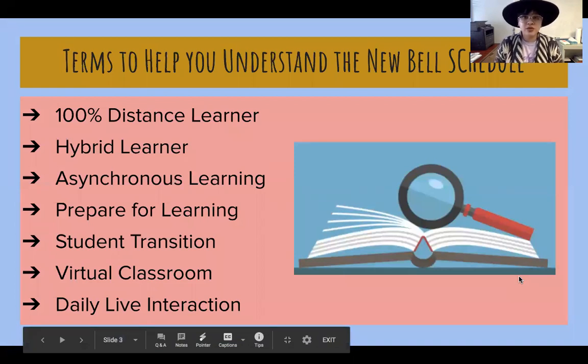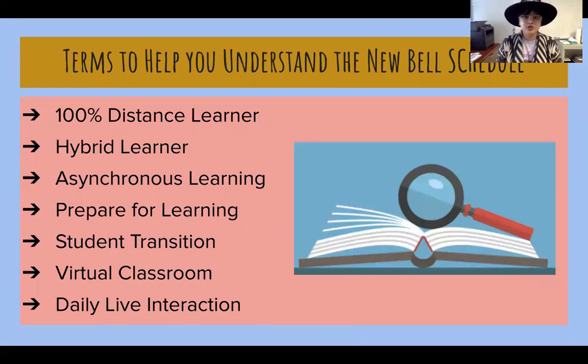Okay, so before we look at the actual Spring 2021 Oak Grove Bell schedule, there are some key terms that will help you understand the Bell schedule. So we'll look at what it means to be a 100% distance learner, hybrid learner, asynchronous learning, prepare for learning, student transition, virtual classroom, and daily live interaction.